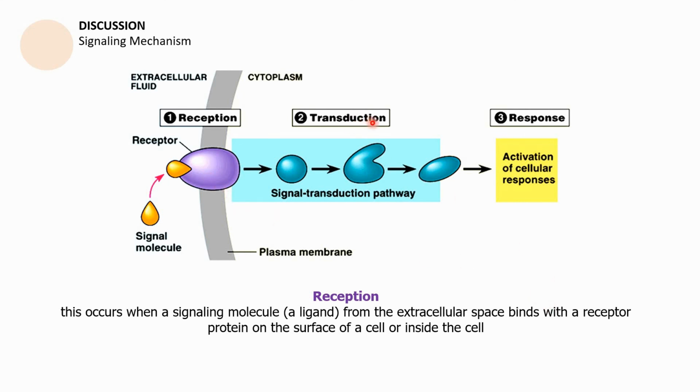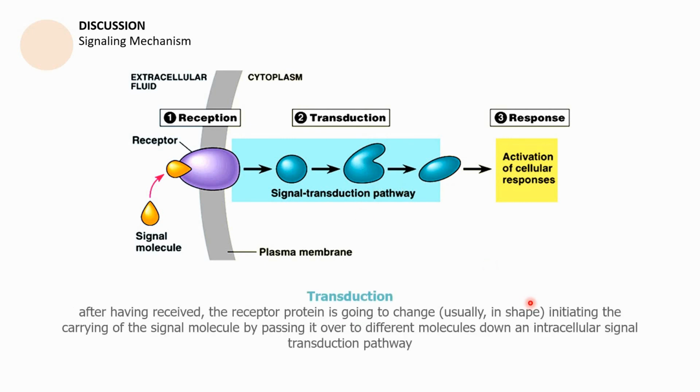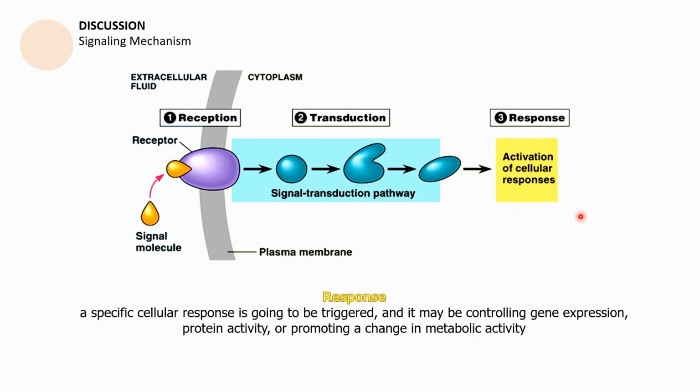Next one is transduction. So for transduction, okay, ganito yung nangyayari. After na-receive nung mismong ligand, yung receptor protein is going to change, usually in shape, initiating the carrying of the signal molecule by passing it over to different molecules down an intracellular signal transduction pathway. So pag nag-change na siya ng shape, meron na siyang ma-attract na iba't ibang mga molecules na pwedeng kumuha ng signal, tapos pwede sila mag-change ng shape, ayun, and then the signal is going to be carried as an intracellular signal so that a response is going to be created. So a specific cellular response is going to be triggered, okay?